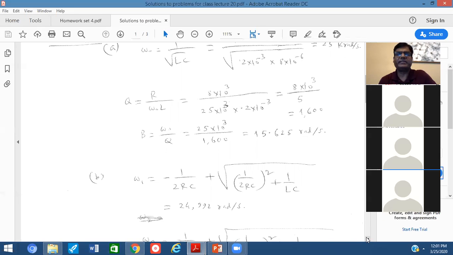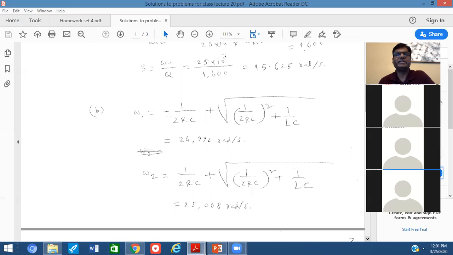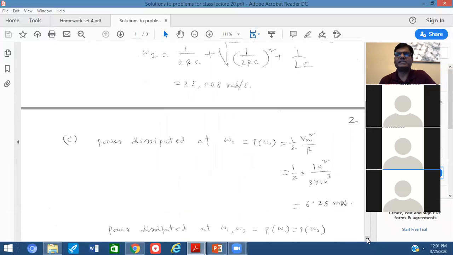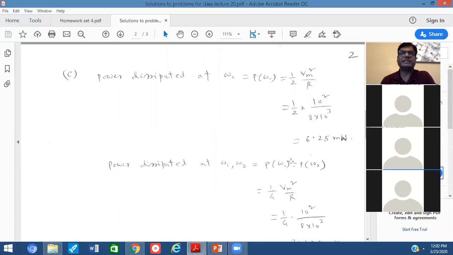And next I'm calculating omega 1 equal to minus 1 over 2RC plus that one. I am using that long expression that we derived today. After plugging in all the numbers for R, L, and C, the value is 24,992 radian per second. And similarly, for omega 2, using that long expression, that gave me 25,008 radian per second. And question number C, the power dissipation calculation at omega naught and omega 1, omega 2.